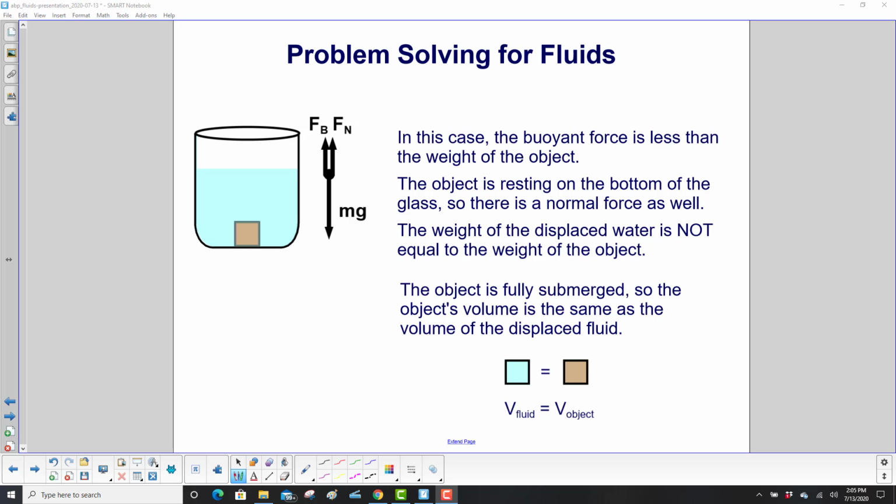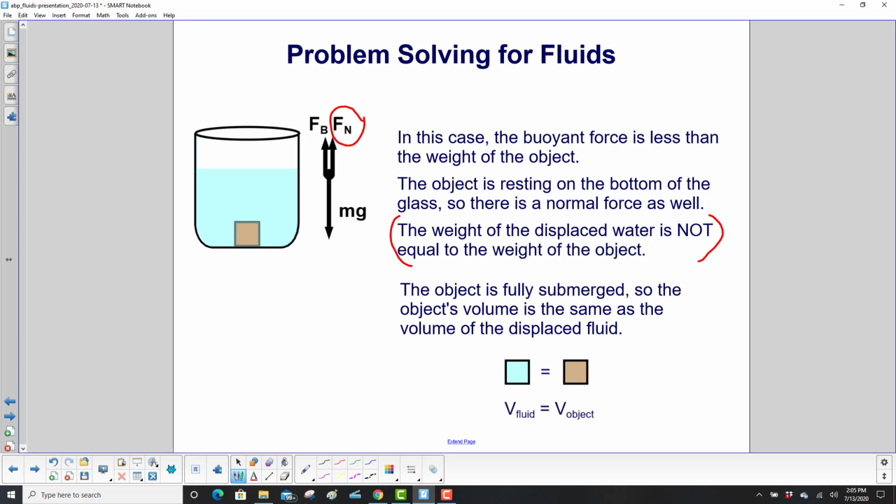Now we have the object on the bottom of, well, let's call it a beaker, and let's call it water. The buoyant force is less than the weight of the object. The object is resting on the bottom of the glass, so what other force do we have? Normal force, a contact force. The weight of the displaced water is not equal to the weight of the object.